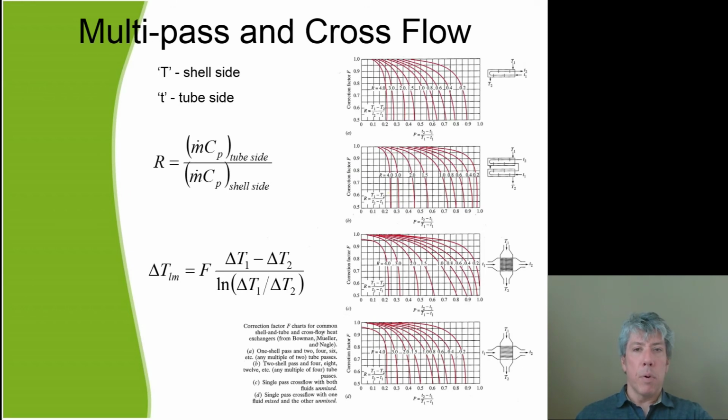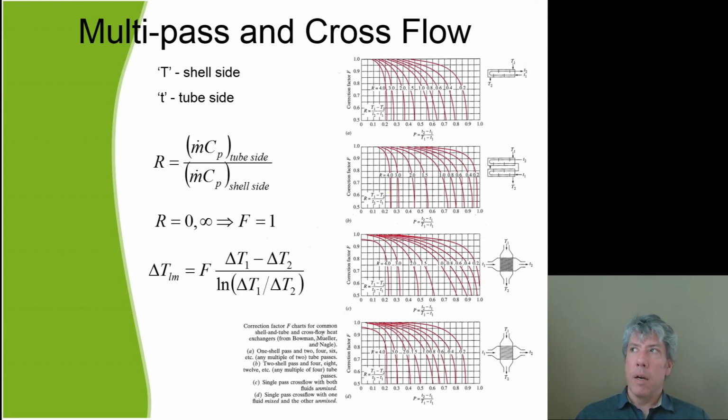Now, one thing that's important is it turns out that this parameter R actually has some meaning. It's actually the capacity rate on the tube side divided by the capacity rate on the shell side. And so what that means is the capacity rate can actually vary from 0 to infinity. Now, if the capacity rate goes to infinity, then the correction factor goes to 1. Now, how can it go to infinity? What does that mean? Well, that means that we have an infinite capacity rate on the tube side.